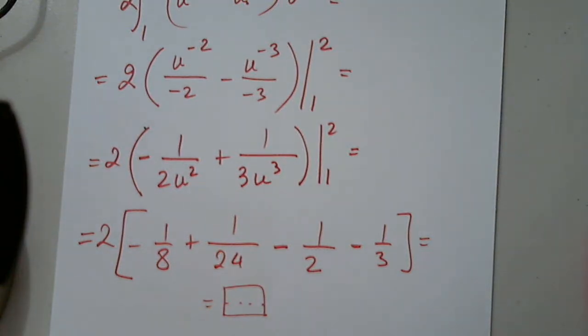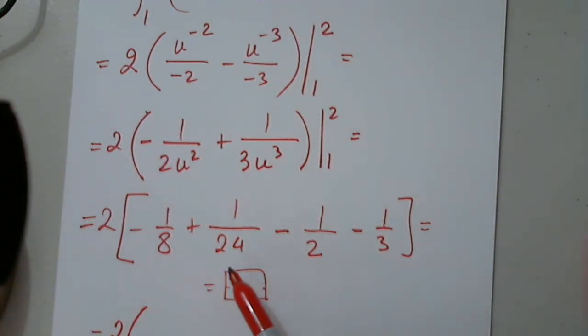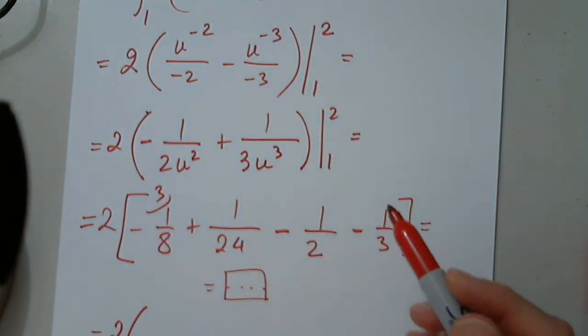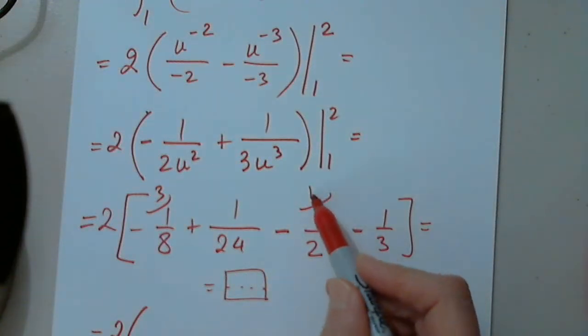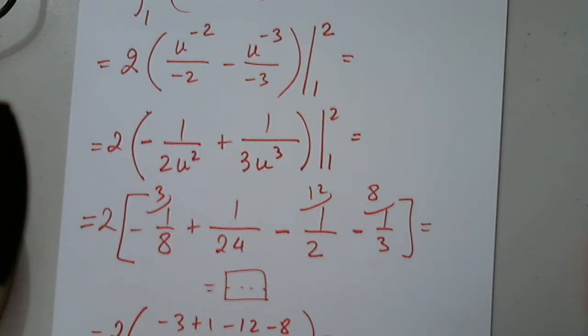I will finish it up because I don't like to leave stuff in the middle, and then we can even check. So I think I'm going to use 24, and this needs a 3. This one doesn't need anything. This one needs a 12, and this one needs an 8. Okay, so negative 3 plus 1 minus 12 minus 8. So I'll simplify, so this becomes 12. And let's see what I have here. This is negative 20, negative 23, negative 22.